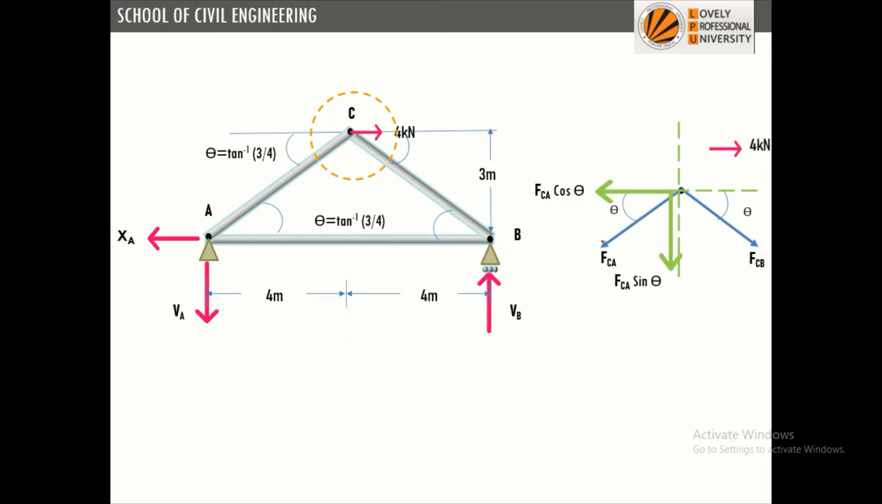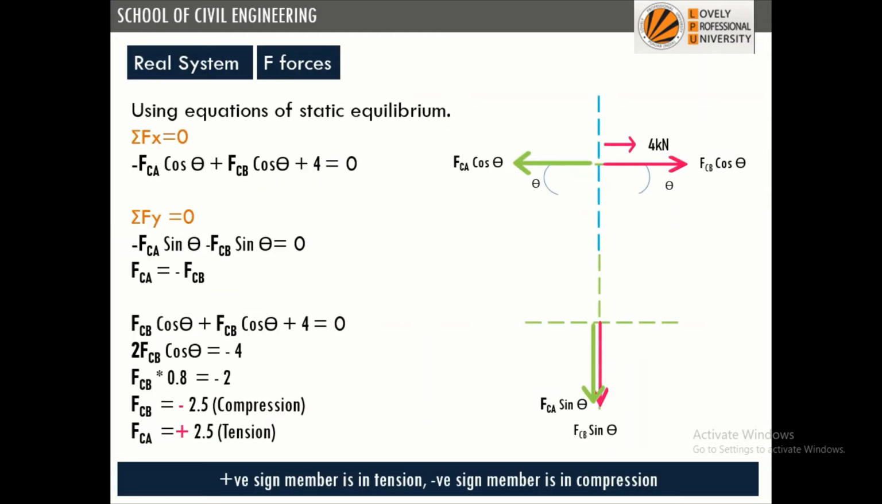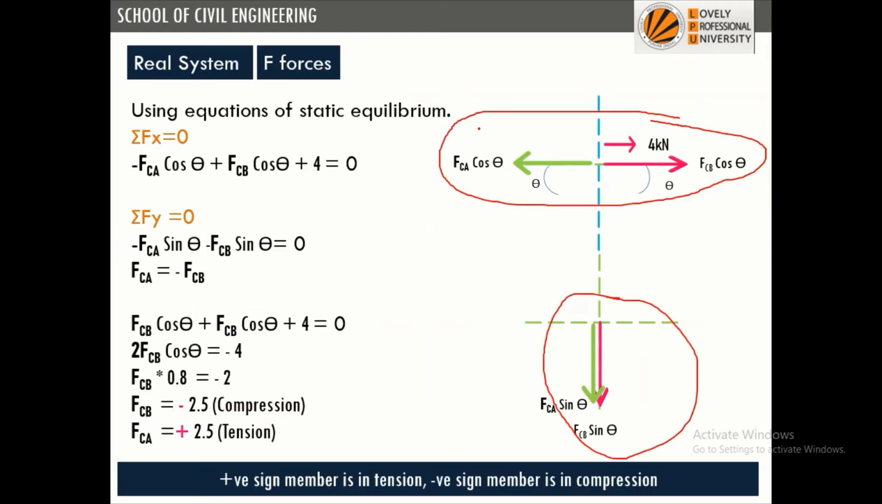Now we resolve these forces. The components of FCA along the axes will be FCA cos theta and FCA sin theta, and the components of FCB will be FCB cos theta and FCB sin theta. So we'll reduce it in this form. These are the three horizontal forces and these are the two vertical forces in our system.